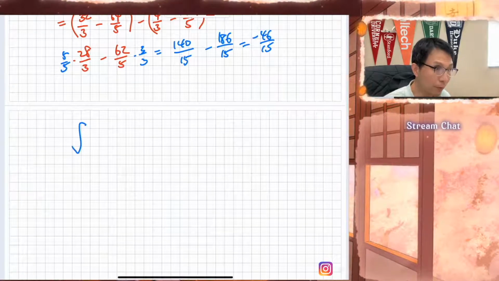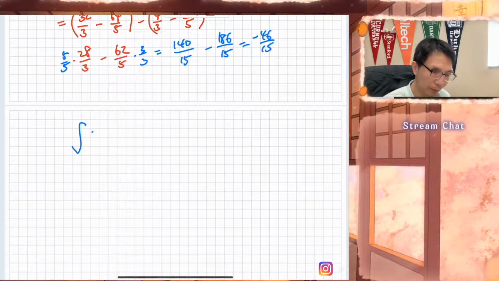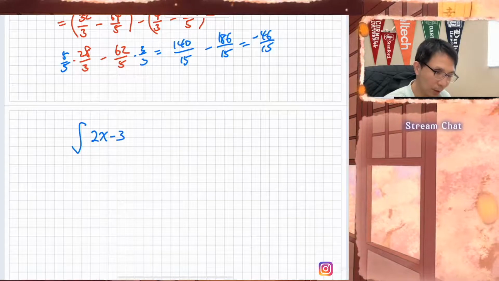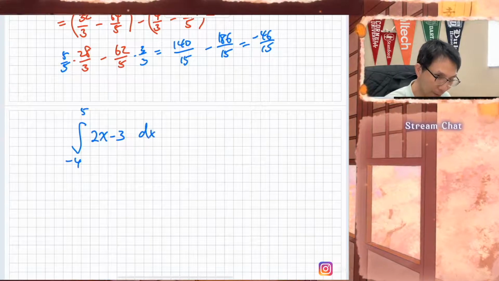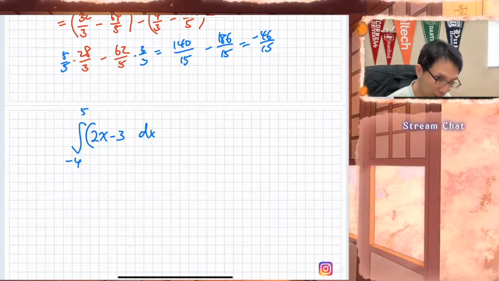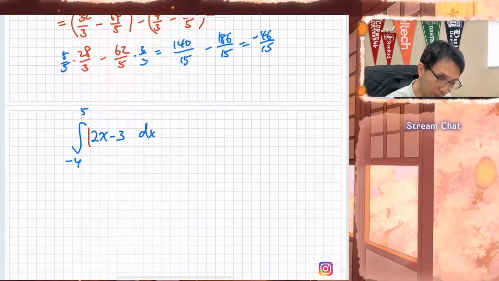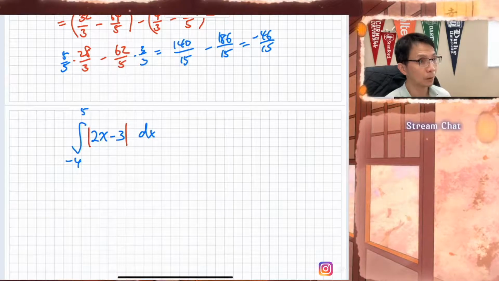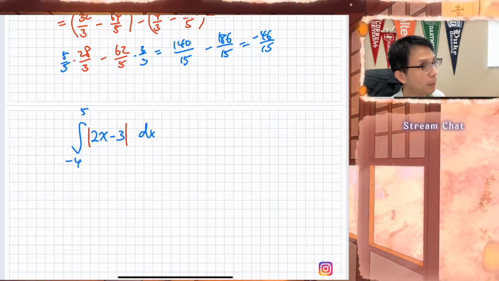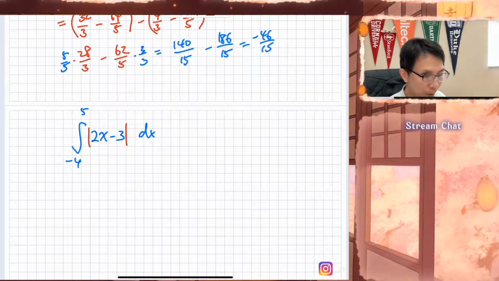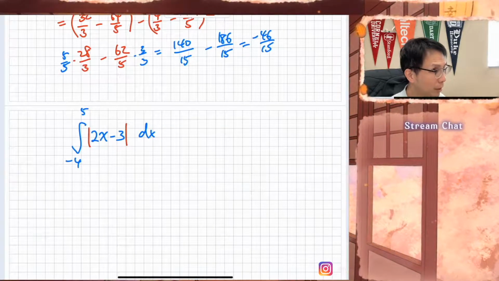So how do I do the integral of the absolute value of 2x minus 3 between -4 and 5 dx? Now, I'm going to teach you how to do it algebraically, but algebra is kind of a pain in the butt. I'm going to be honest with you.